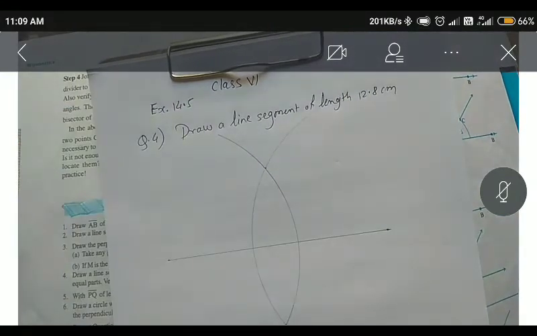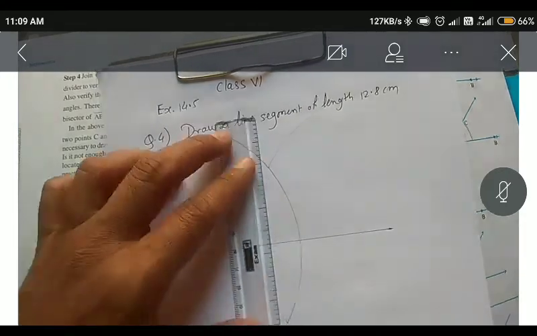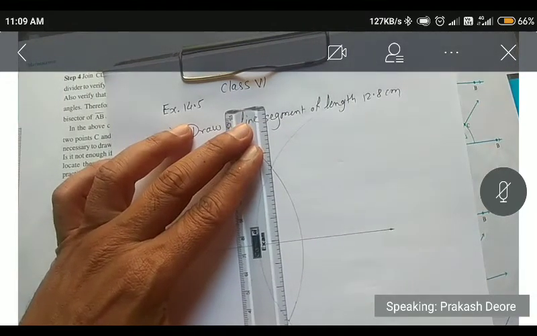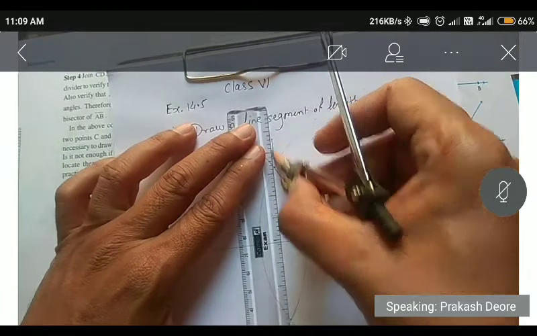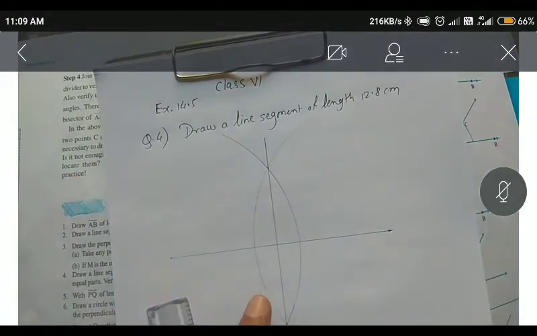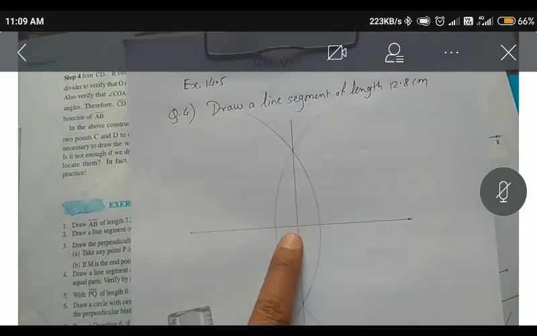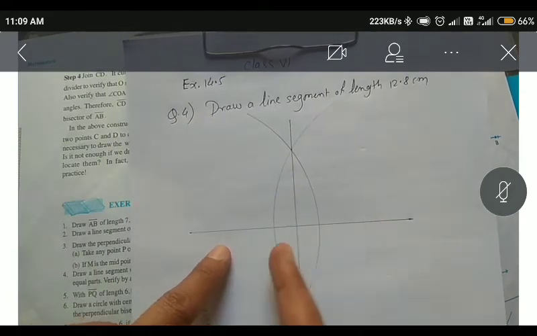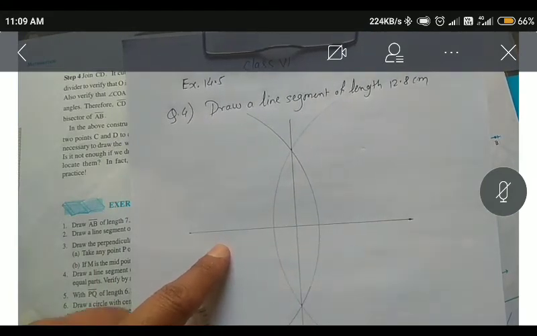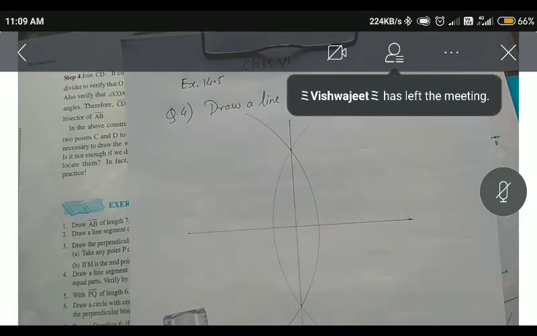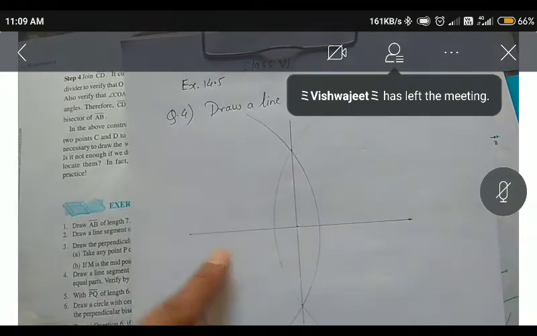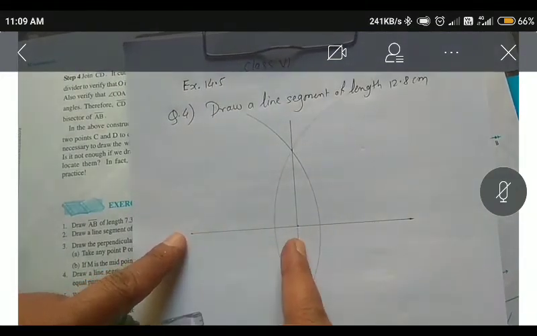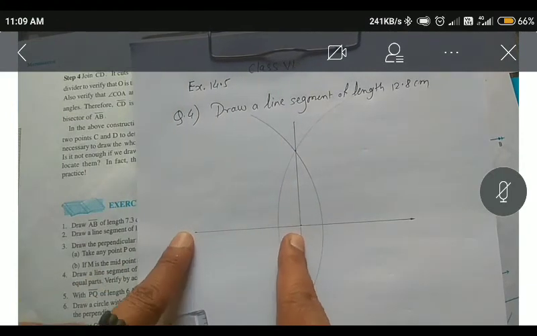Okay, with the help of a scale, just join these 2 points. Okay, now see, here you will get exactly half 2 parts. Now see, here we have to divide this part again into 2 equal parts.